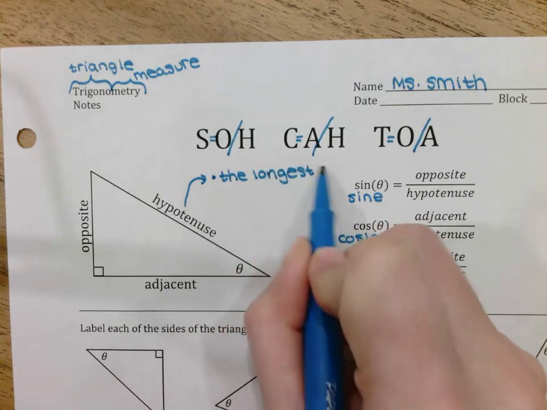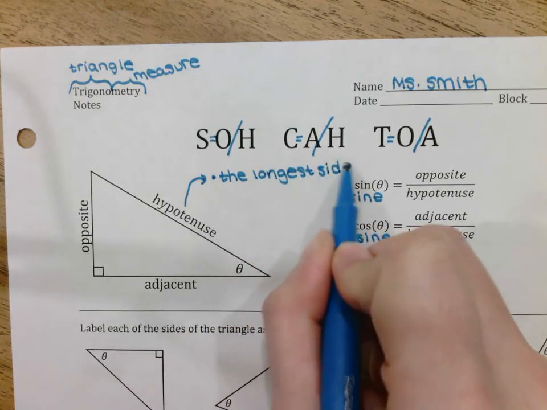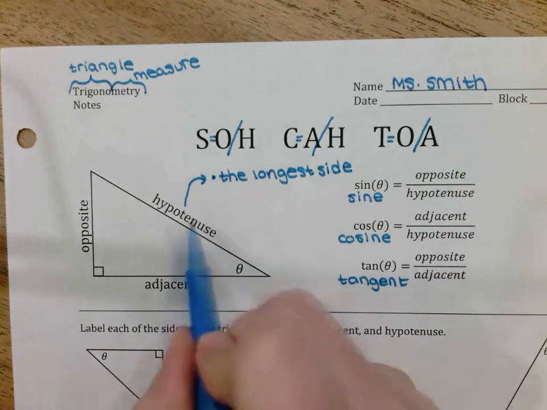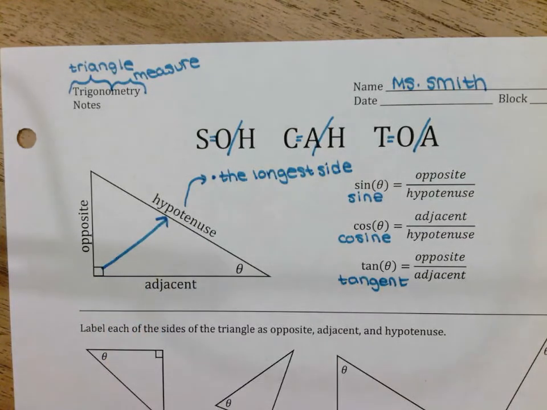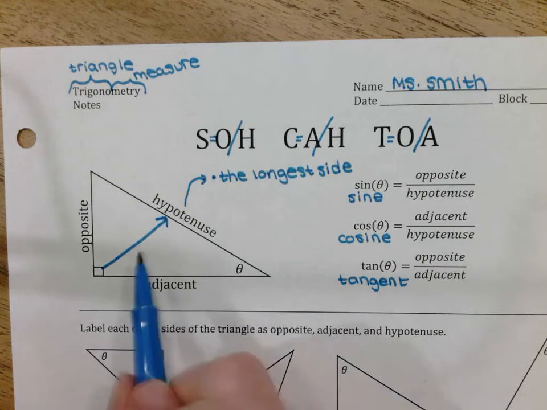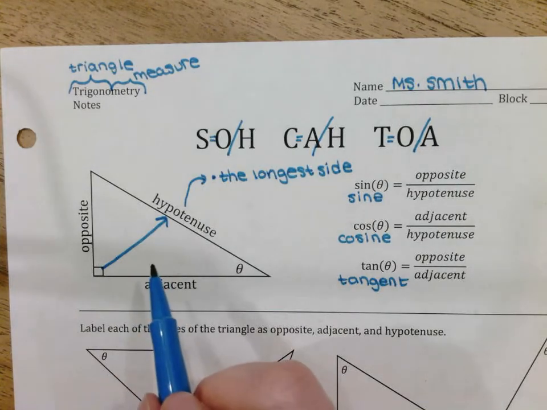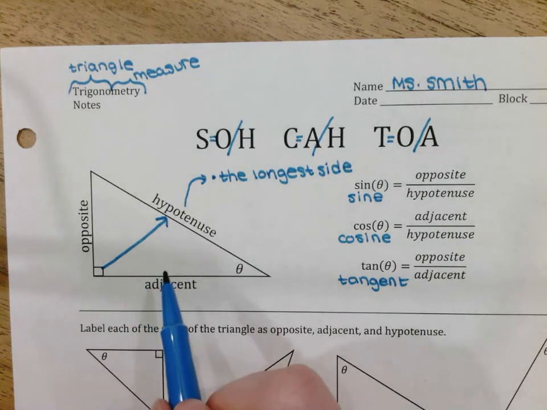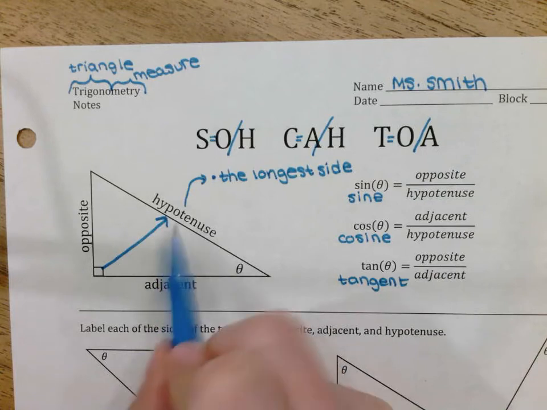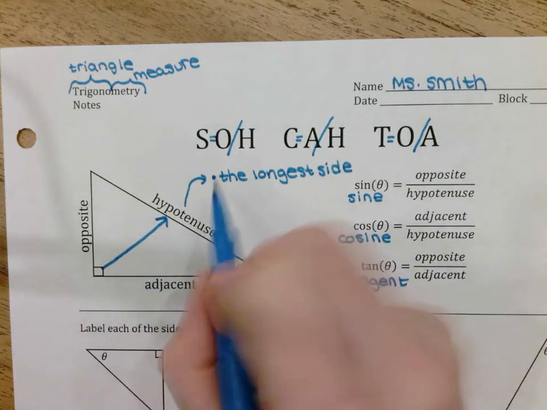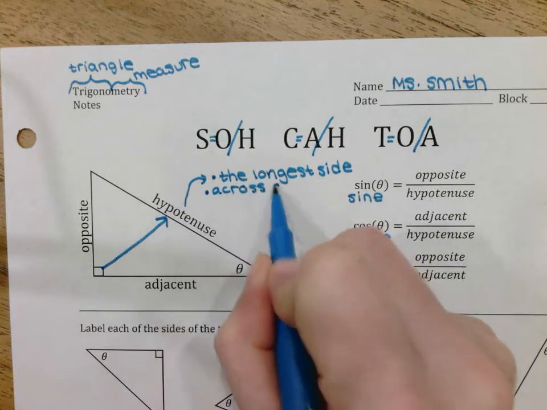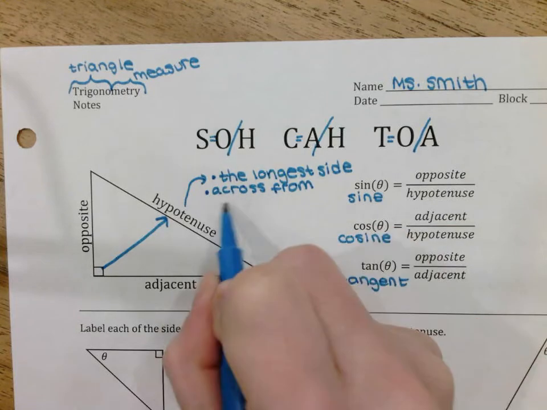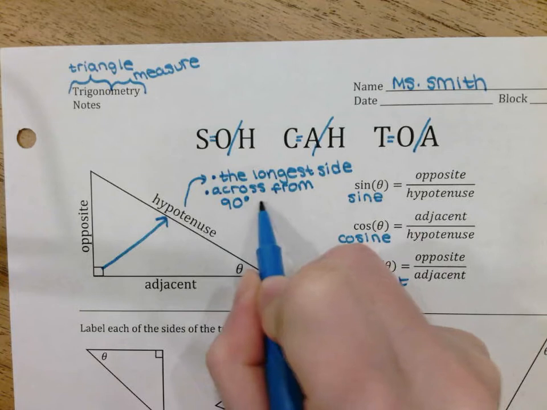The longest side. And then another fact that some people don't realize is the hypotenuse is always across from the 90-degree angle. Sometimes your triangles won't look so simple like this. Sometimes they'll be really skinny and it'll be hard to tell what the longest side is. So just remember the hypotenuse is always across from that 90. I'll write that too. Across from 90-degree angle.